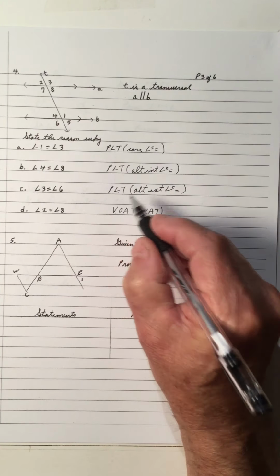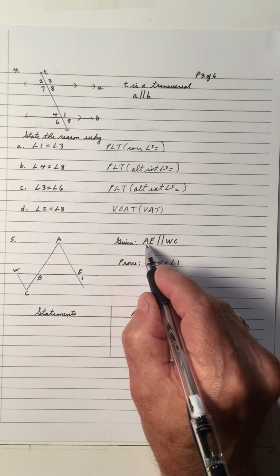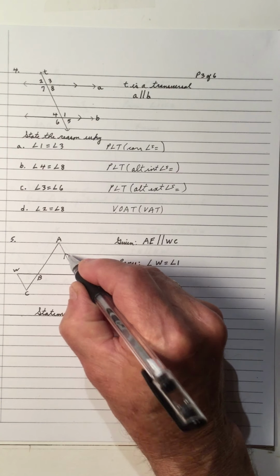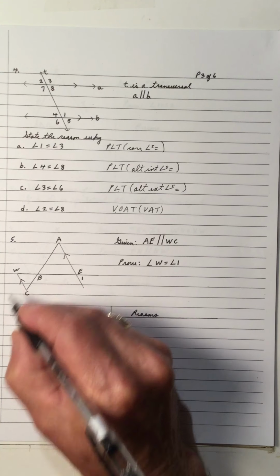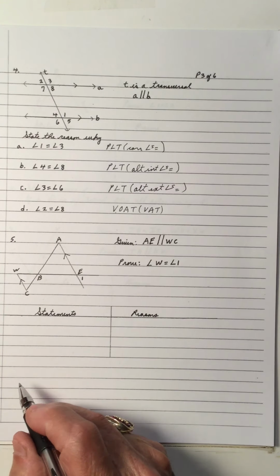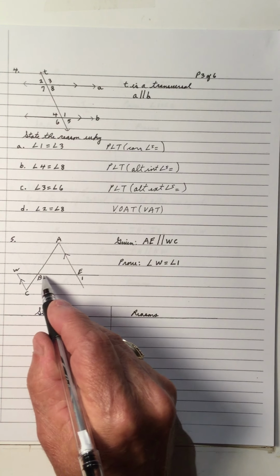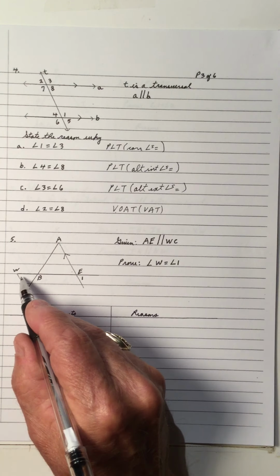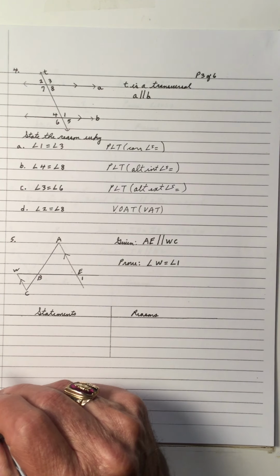And number 5. We have, in this diagram, we're given that AE is parallel to WC. And with parallel lines, we have equal angles. So because these lines are parallel to each other, then this angle A is equal to angle C, alternate interior. And also because the lines are parallel, we got another transversal here. That means this angle here at E is equal to the angle at W, alternate interior.